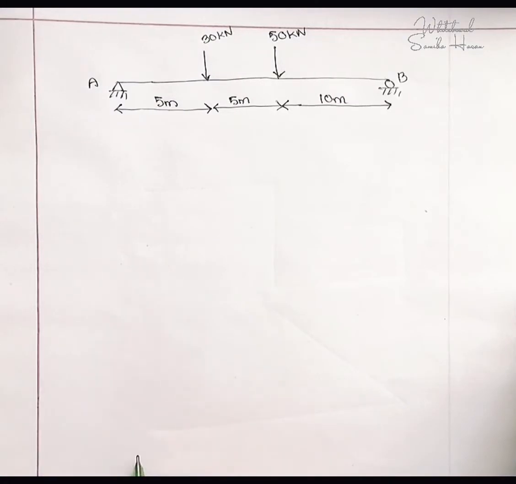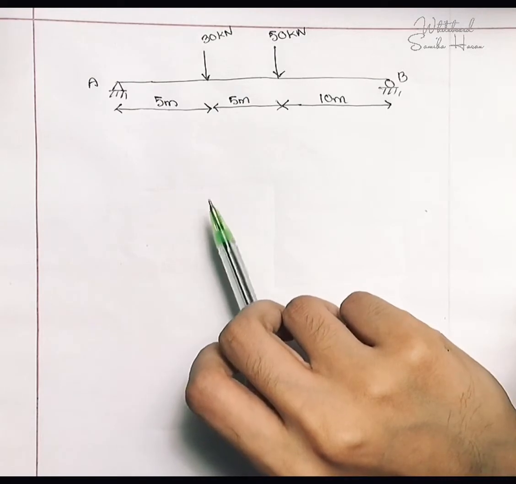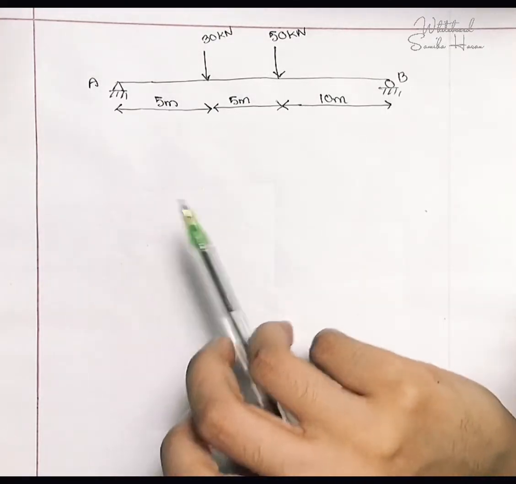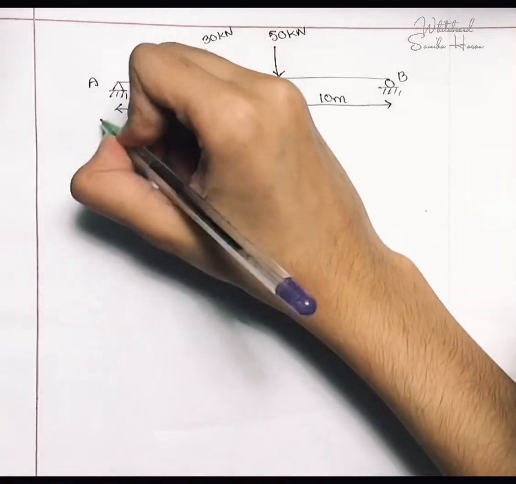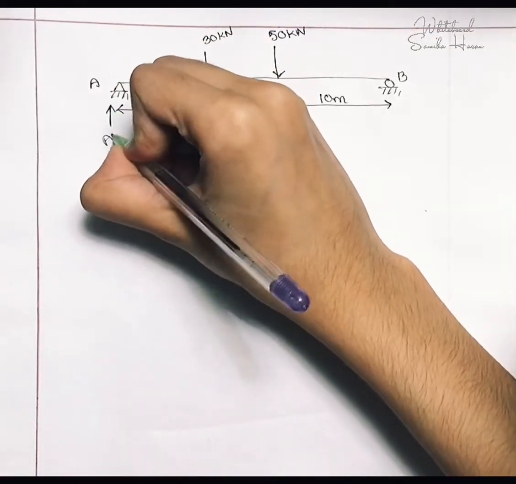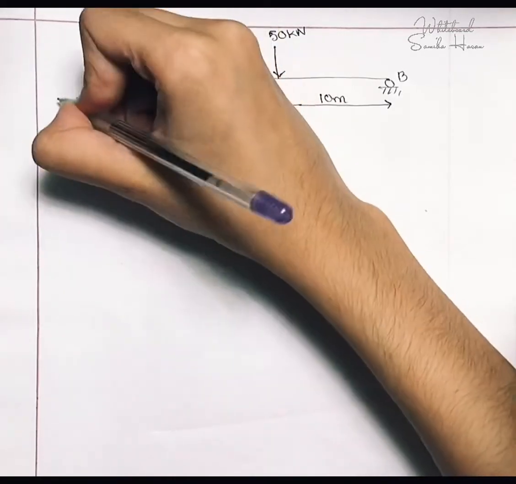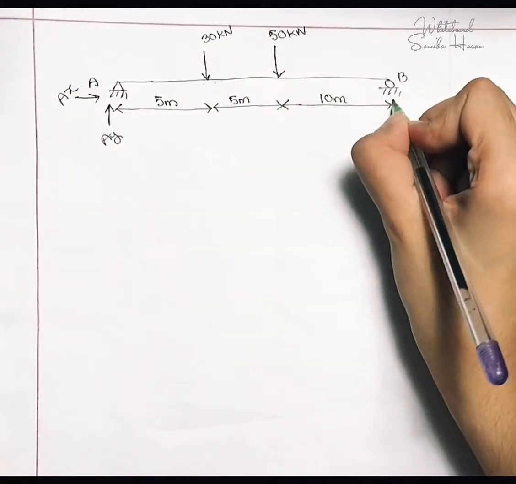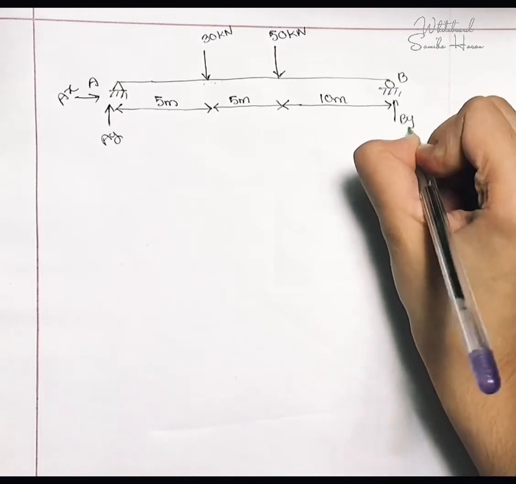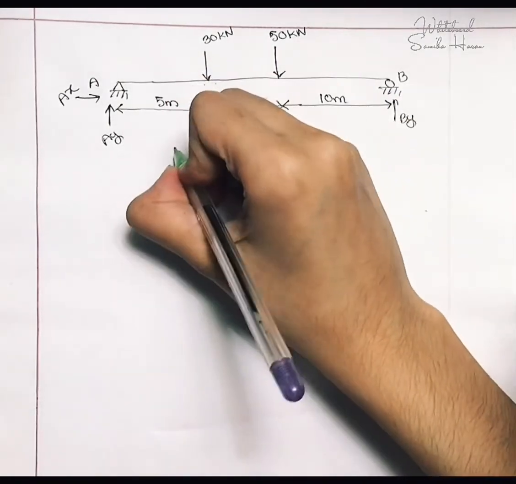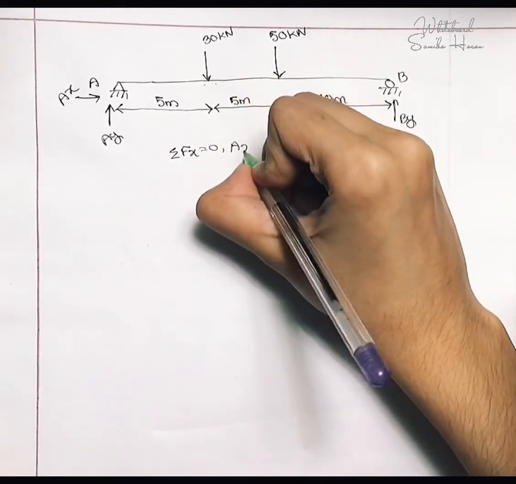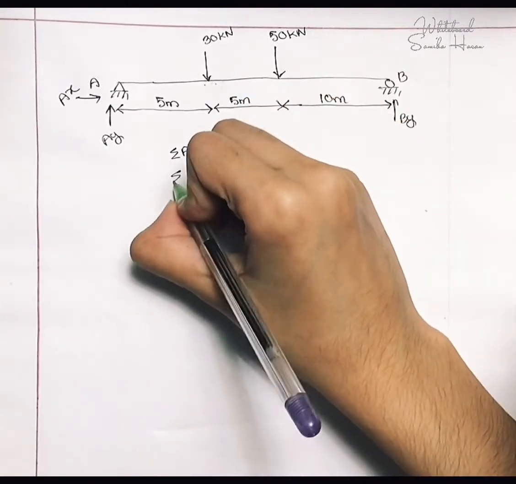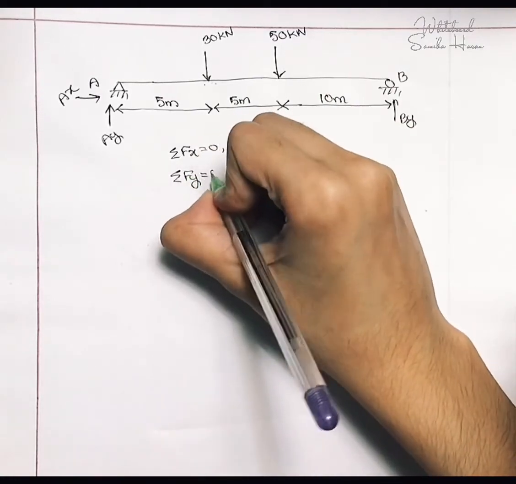So here I have taken another example, and there are 2 point loads in this example. One is situated at a distance of 5 meter and another is situated at a distance of 10 meter. So like the previous math, at first I will have to find my reaction forces. So again I'm just going to do the summation of Fx is equal to 0, and summation of Fy is equal to 0.